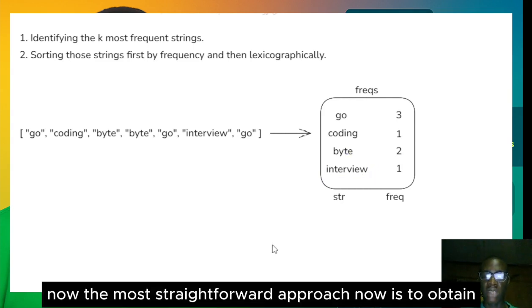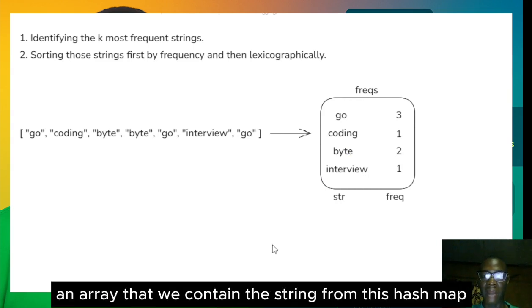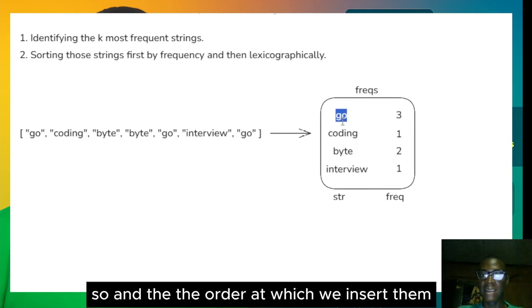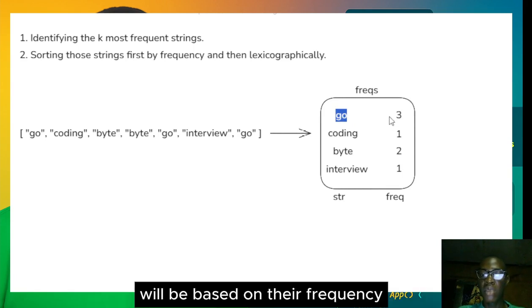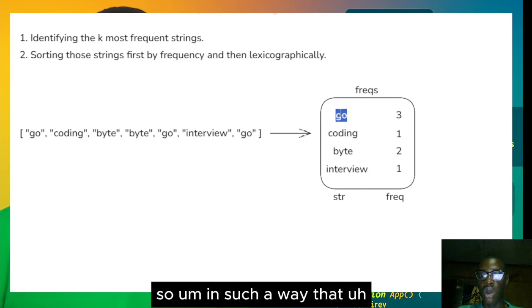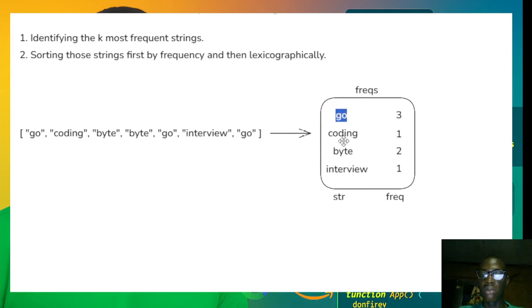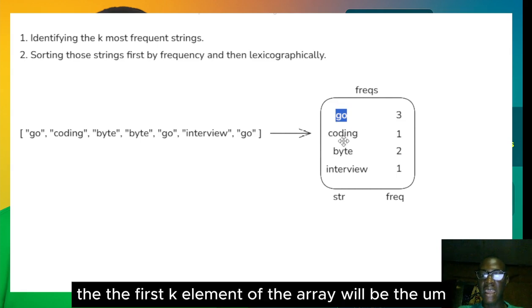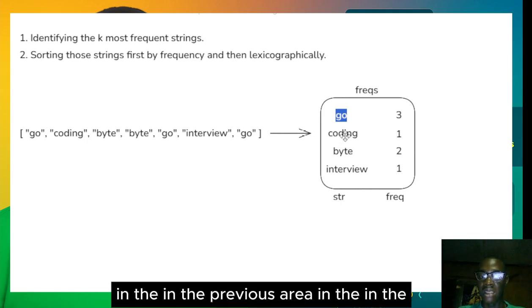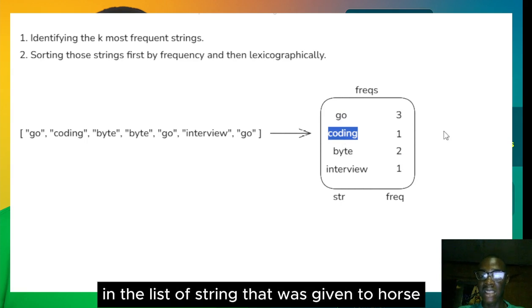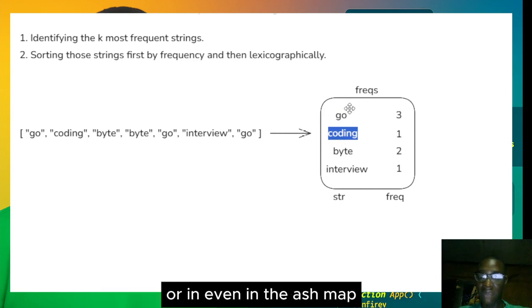Now the most straightforward approach is to create an array that will contain the strings from this hash map. The order in which we insert them into the array will be based on their frequency, in such a way that the first k elements of the array will be the k most frequently occurring elements in the list of strings that was given to us, or even in the hash map.